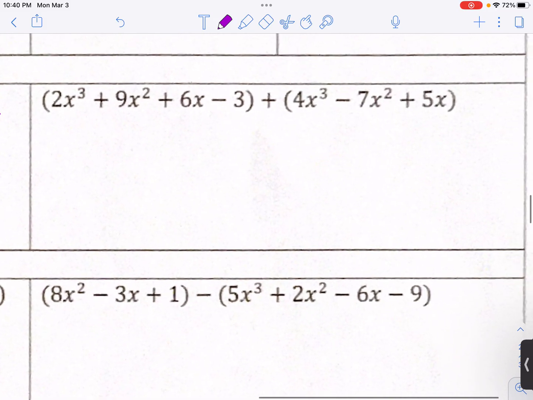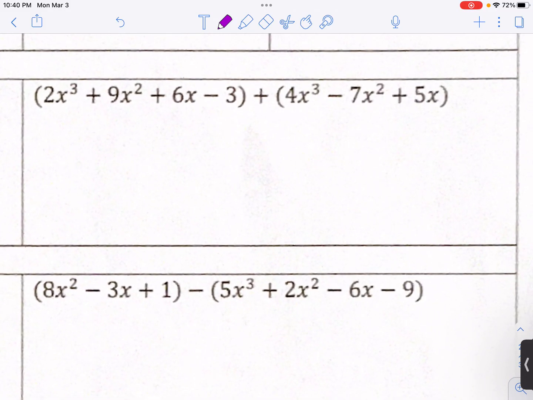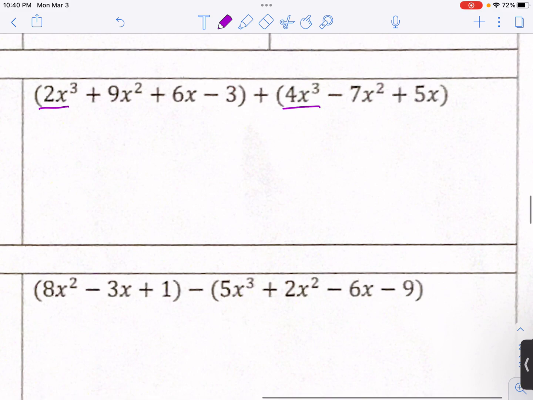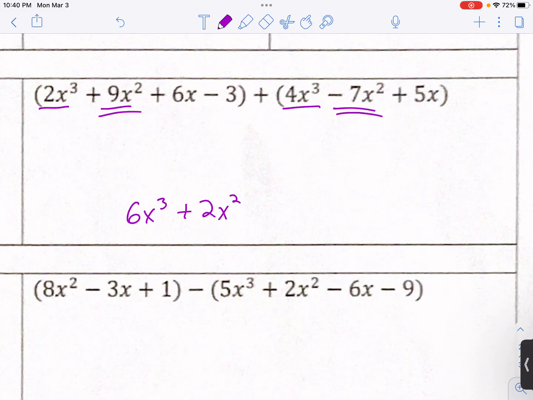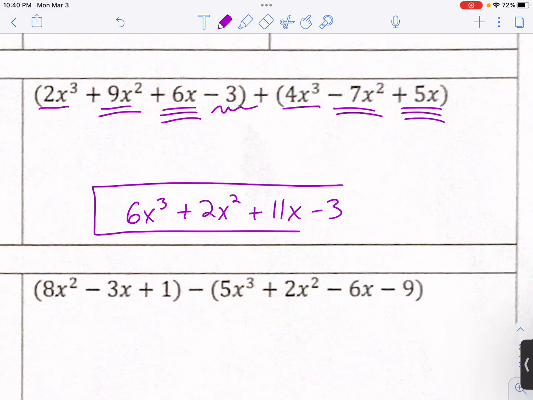Again, try to pause this video if you're watching it on your own. Try to practice it. So again, what I'm going to do is just go right through with it. I'll do the same thing. X cubes, it's like a game of matching. Combine your like terms. 6x cubed. Positive 9, negative 7, that's going to give me positive 2x squared. 6 and 5, that's going to give me 11x. And then last but not least is just a negative 3, so we're just going to drop it down.